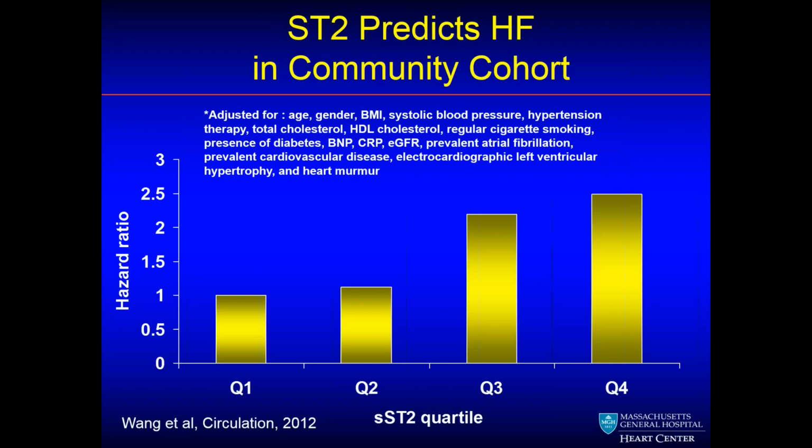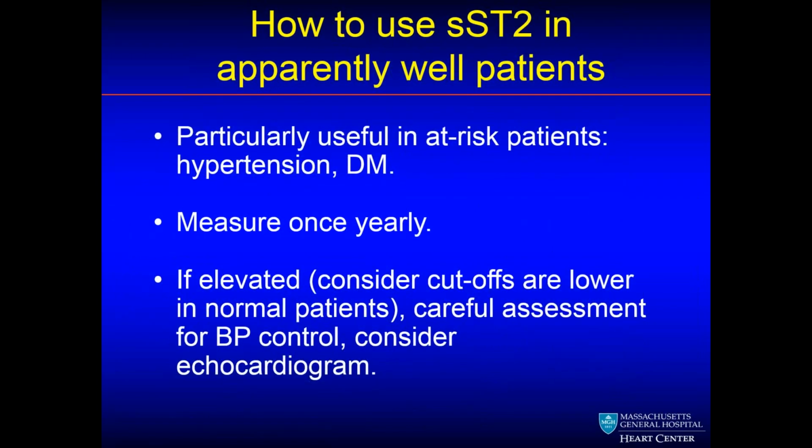So we measure it in our at-risk patients in the clinic. We find it particularly useful for patients at higher baseline risk, such as those patients who might have already a diagnosis of hypertension or diabetes. We recommend measuring it once yearly.